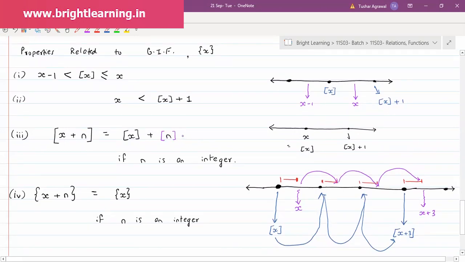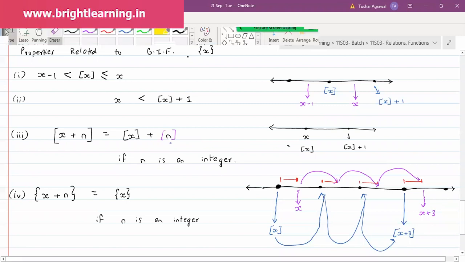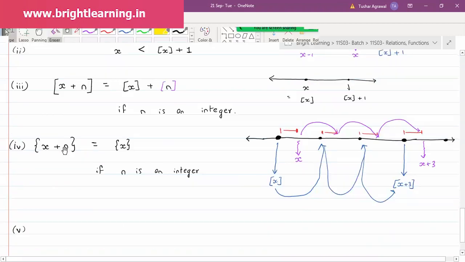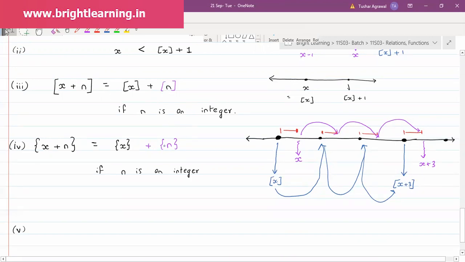So now we know that n is an integer. So can I write step function of n is equal to n? Yes or no? Because n is an integer, I can write step function of n is equal to n only. I can replace step function of n by n. And in the fourth property, you can write fractional part of x addition fractional part of n. Now, if n is an integer, can I strike this out? Since n is an integer, fractional part of n will be 0. What is the fractional part of an integer? 0.